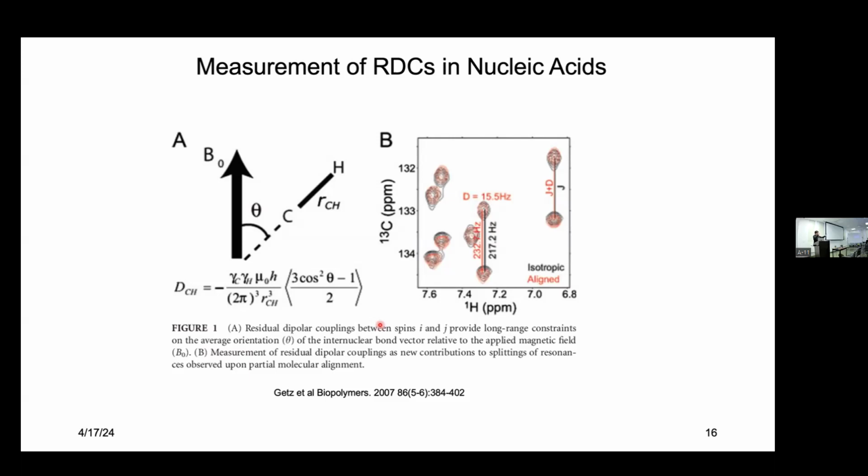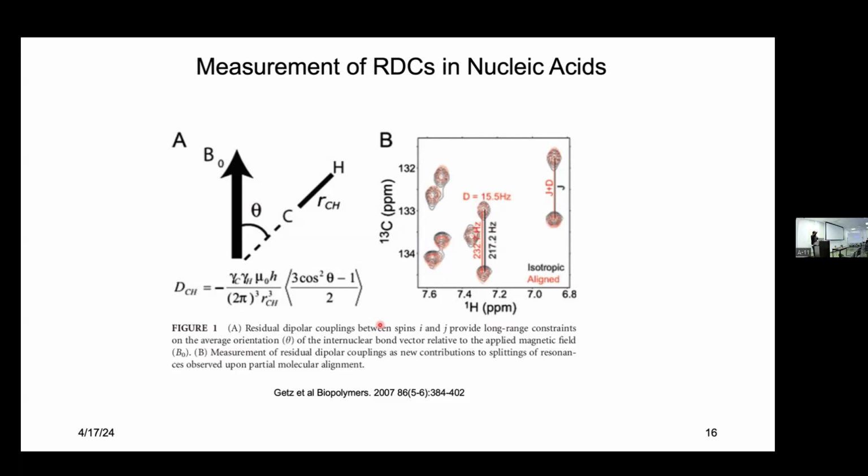Like if you have proton-proton couplings and things like that, people have used the dipole contribution to determine the sign of the scalar coupling. So you take your sample, you partially align it, and then you measure the splitting, the scalar coupling between the directly bonded scalar coupling, for example.